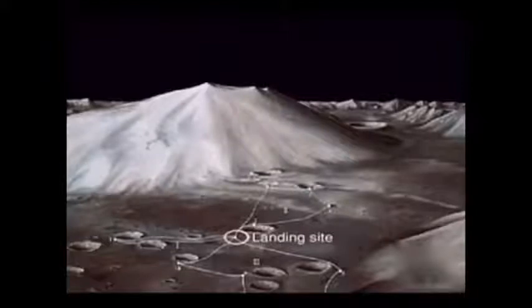The EVA route at the Taurus Littrow Valley, the areas where the two astronauts allegedly drove their roving vehicle and then walked on foot, extends many miles away from the landing site towards the lower region of this map. This is the landing spot at Taurus Littrow. As the camera pulls back, we can see that all these mountains are located well away from the LEM's landing site.